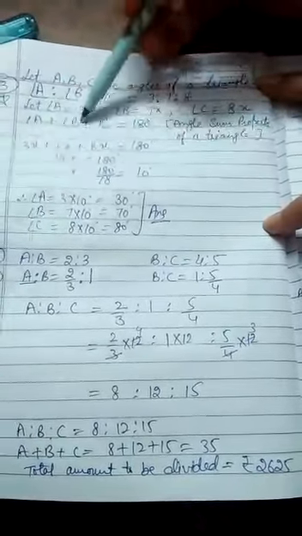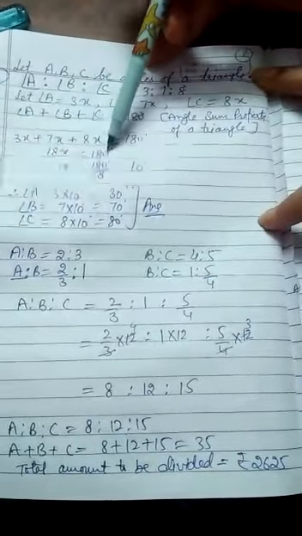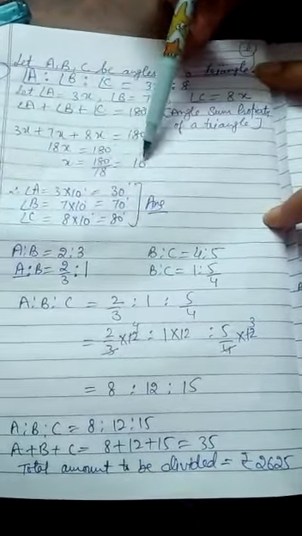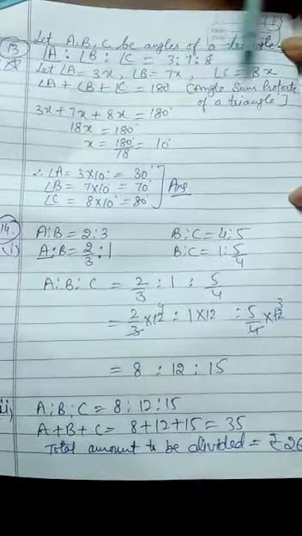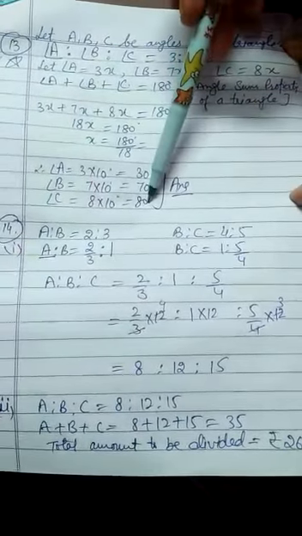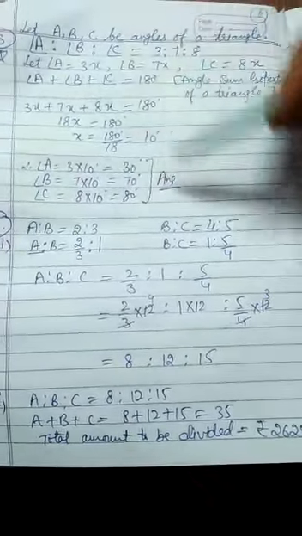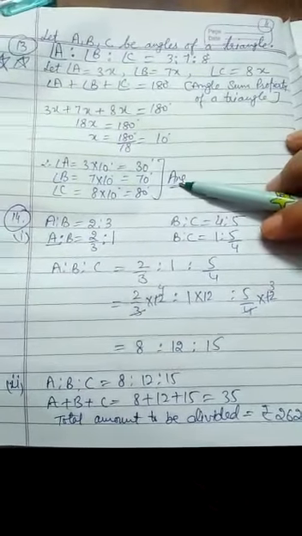Feed the values of A, B and C. Here we get, adding these 3, 18x equal to 180. So finding x, we got 10. Feeding this value of x in these 3, you can find out angles A, B and C as 30, 70 and 80. So here we have finished with the important sums of the exercise.